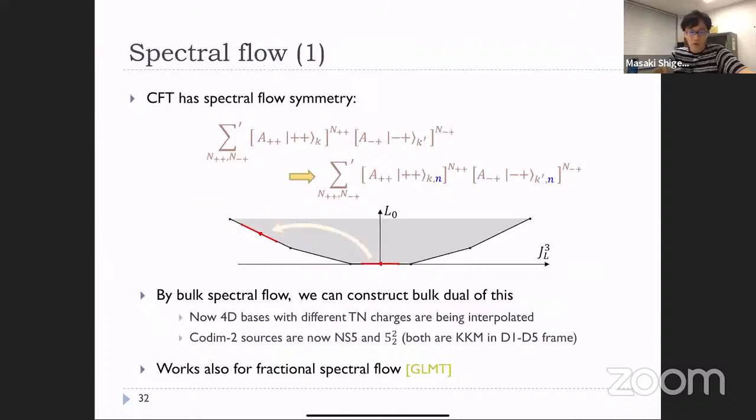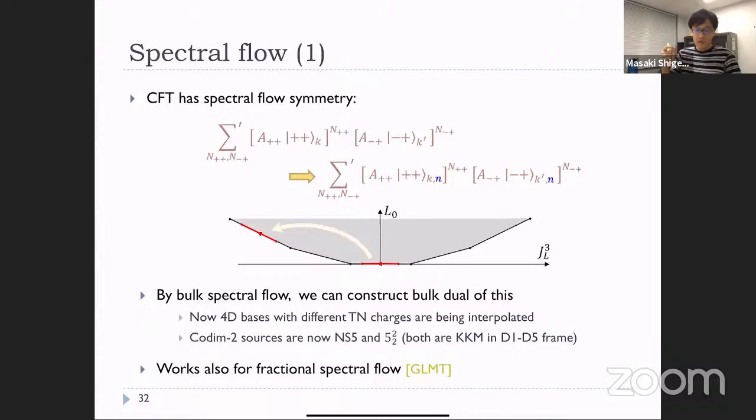And one other comment is about the spectral flow. So CFT has this spectral flow symmetry. So I just talked about this interpolation. We can flow this by spectral flow and go to this state with n. This corresponds to going from this interpolation to some other interpolation over here. And we can do this easily to the harmonic function because we know how to implement the bulk spectral flow. And we can certainly write down the harmonic function for this.